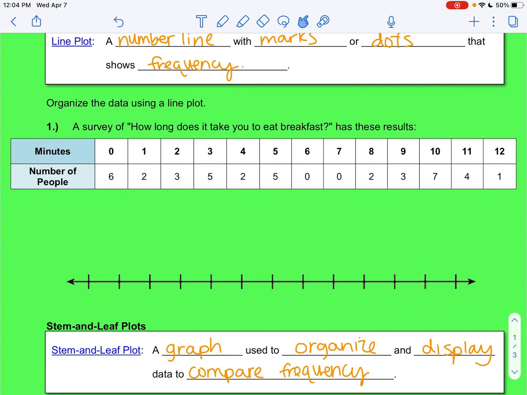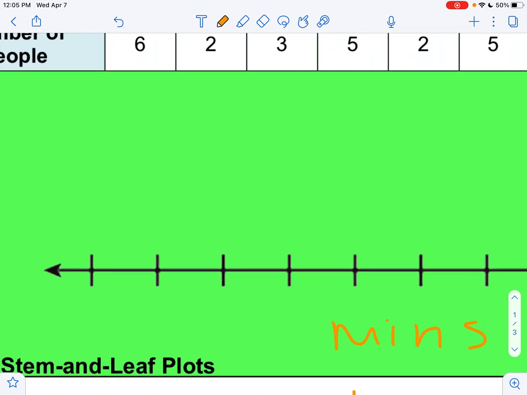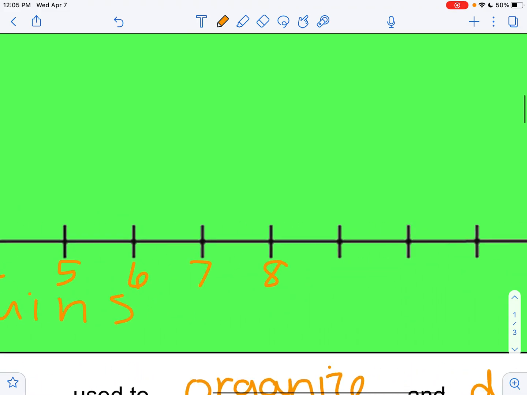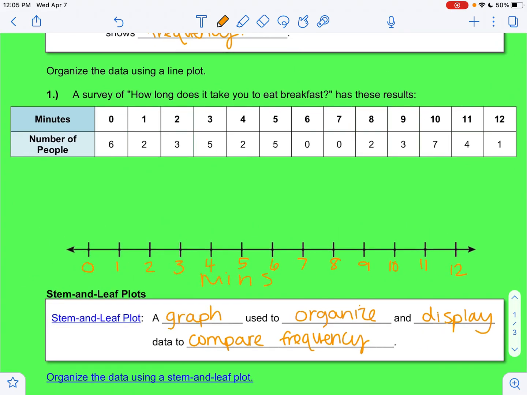So what we are going to do is we are going to create our own line plot. Okay? So if you notice, we conducted this survey that says a survey of how long does it take you to eat breakfast has these results. So we are going to graph those results on this line plot. Okay, so on the bottom, we need to put the minutes. So go ahead and write minutes. And then count from 0 to 12, because that's how many we interviewed. 0, 1, 2, 3, 4, 5, 6, 7, 8, 9, 10, 11, and 12.